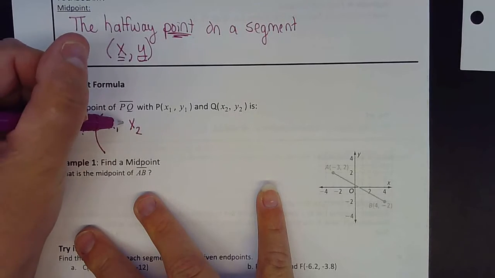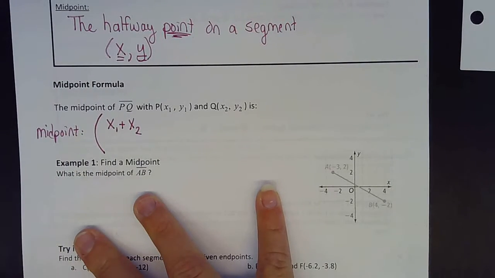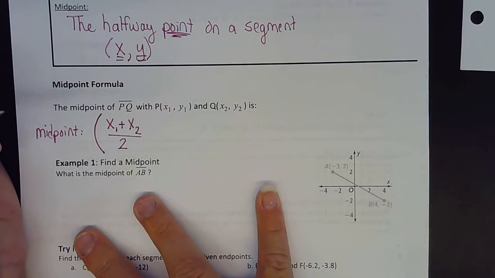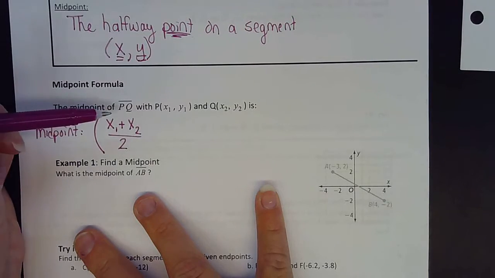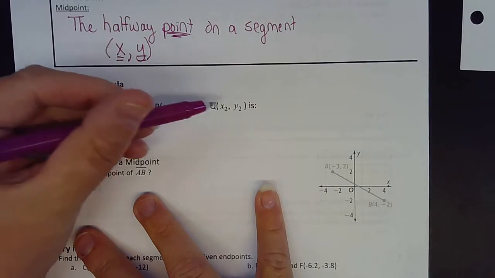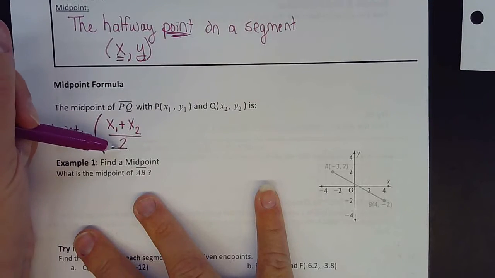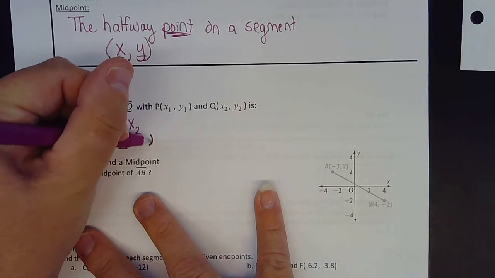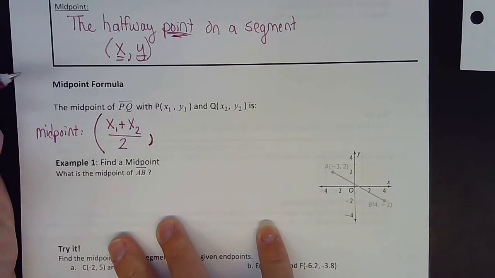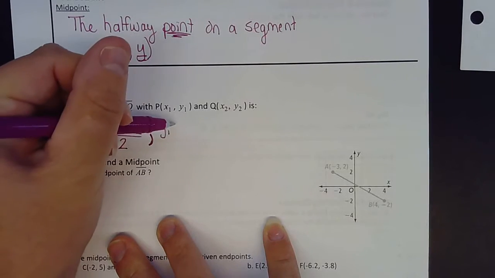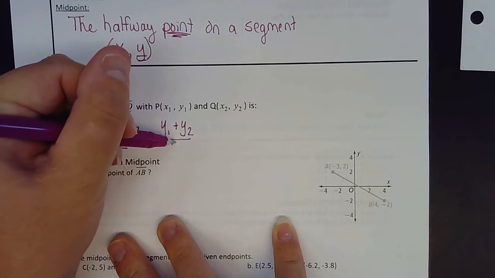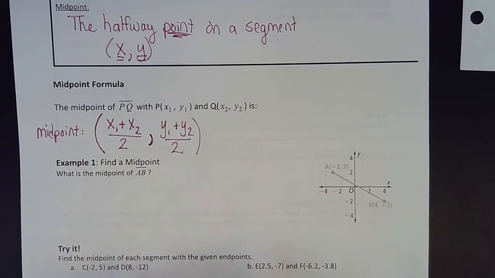To find the midpoint, what I do is I take my x1 and my x2. I take my x's, I add them together. After I add my x's together, then I divide by 2. I'm finding the average of my x's. Once I add x1 and x2 together and divide by 2, that gives me the x value of my midpoint. And then comma. And then we do the same thing with the y's. You take your y1 and add it to your y2, add them together, divide by 2. That gives you the y value of your midpoint.